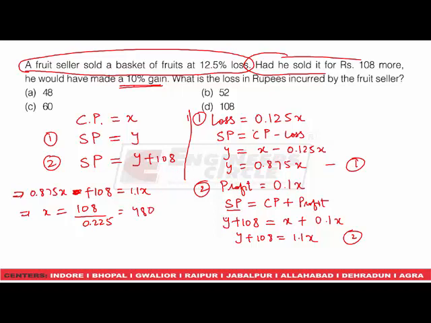So our loss will be 0.125x. We have to calculate the loss incurred. So 0.125 into 480, this comes out to be 60 rupees. So the correct answer would be C option.